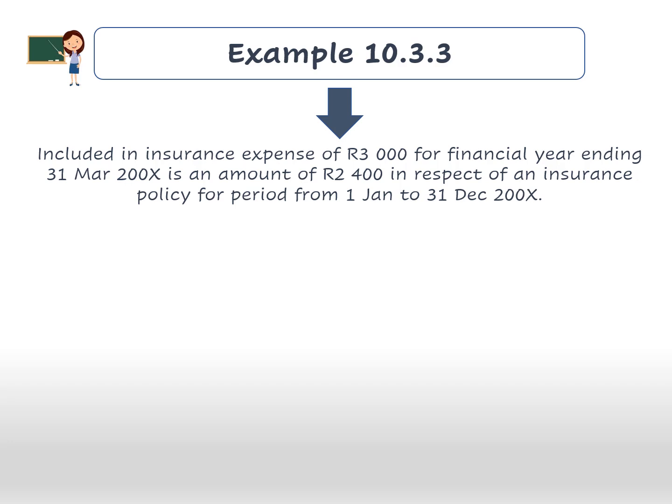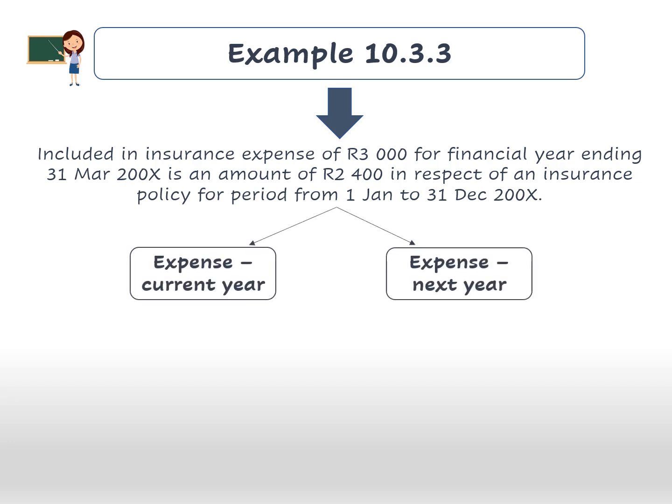And the next financial year starts on the 1st of April. So from 1 April to 31 December 2000X belongs to the next financial year. So once again, we need to go and calculate what is our expense for the current year, what is the expense for the next year. And looking only at that 2,400 Rand, what belongs to the current year, first of all, let's look at what do we pay per month. 2,400 Rand divided by 12. That policy is valid for a year. So that's 200 Rand a month.